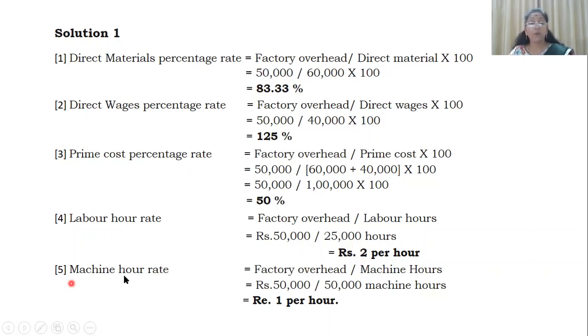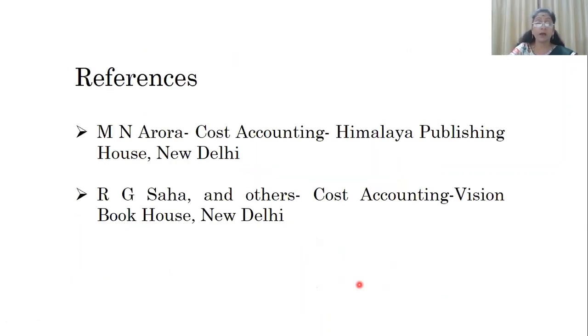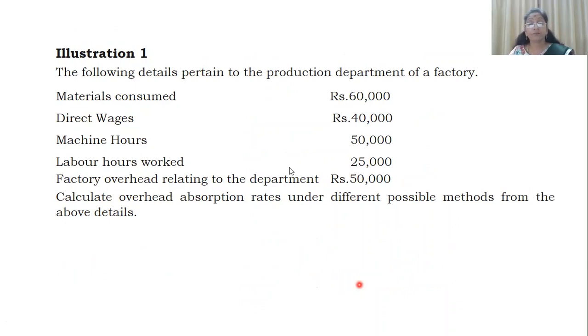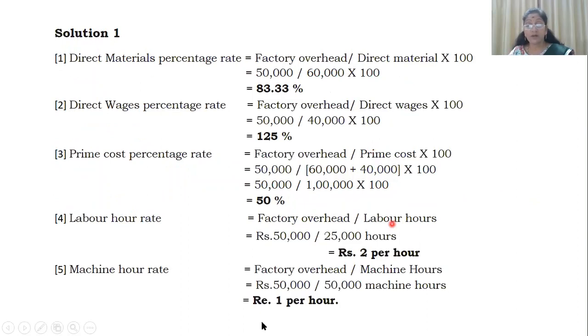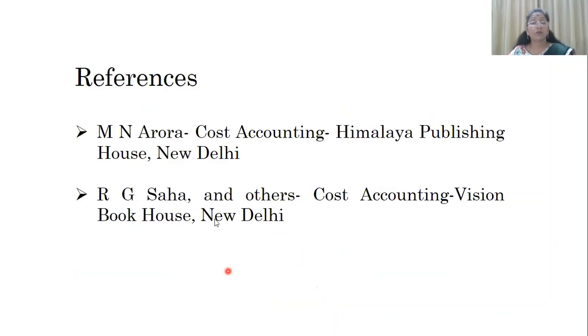Next we go to machine hour rate. That's the formula: factory overheads divided by machine hours. Factory overhead we know very well is 50,000. How many hours did the machine work? Machine hours given in the problem are 50,000. So 50,000 divided by 50,000 machine hours gives rupee 1 per hour. This is the machine hour rate. That's all about this problem.